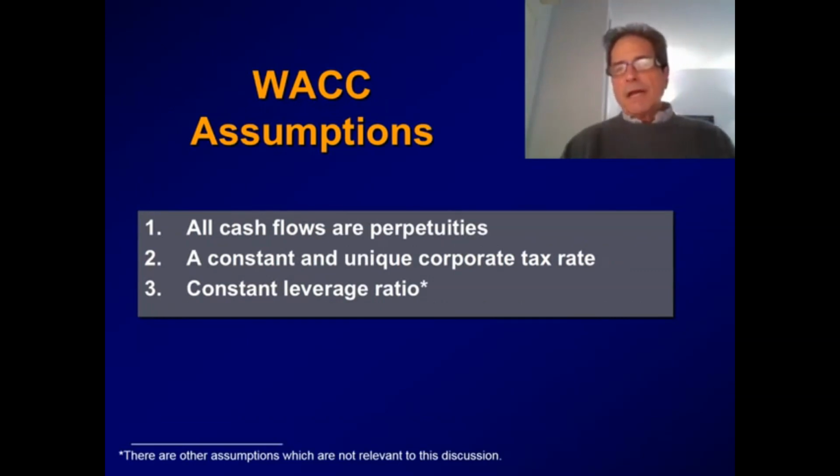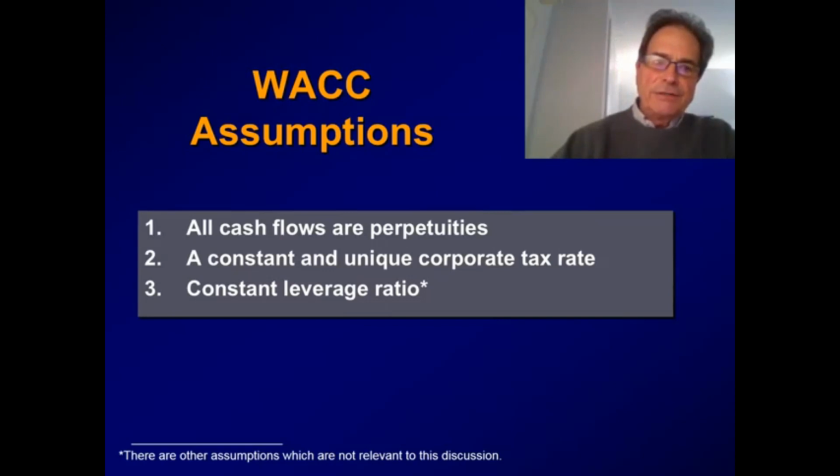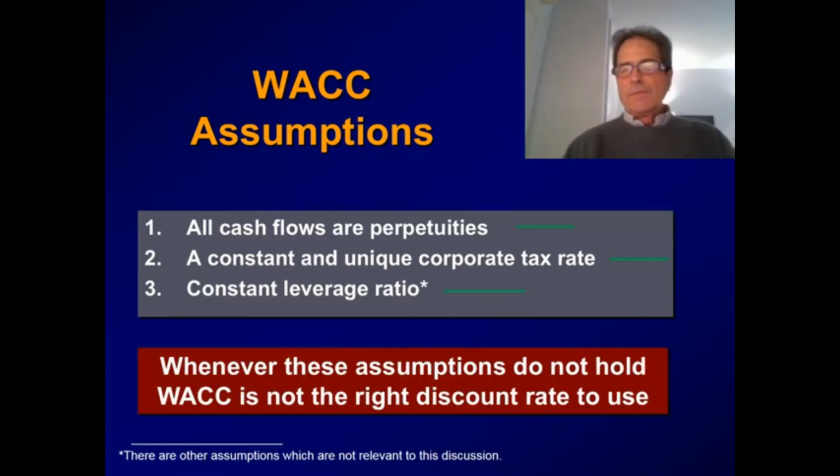There are a number of assumptions in WACC which are relevant for the discussion that we are going to have today. There are other assumptions, but the ones which are relevant are these ones that are pointed out here. First, WACC assumes that all cash flows are perpetuities. Second, that there is a unique and constant corporate tax rate. And third, that there is a constant leverage ratio. In principle, when these assumptions do not hold, WACC could not be used as a discount rate.